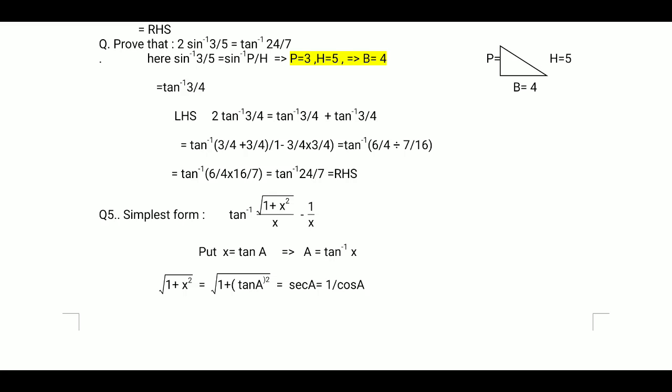In such type of questions we substitute the value of x. Here 1 plus x square, in such cases we put x is equal to tan theta or tan a. So we put the value x is equal to tan a, that becomes a is equal to tan inverse x. Now putting the value, under root 1 plus x square becomes under root 1 plus tan square a, that is under root sec square a, and that gives sec a is equal to 1 upon cos a also.